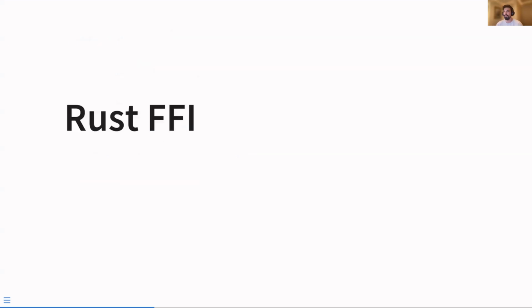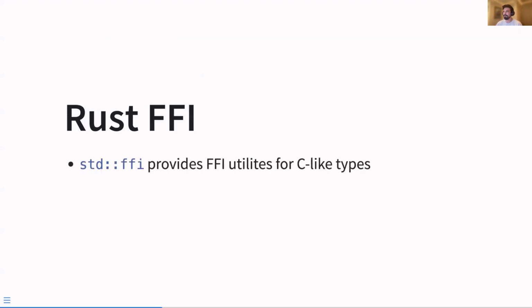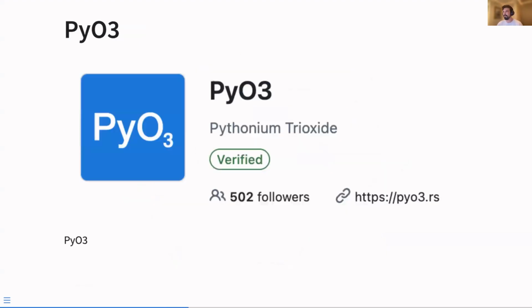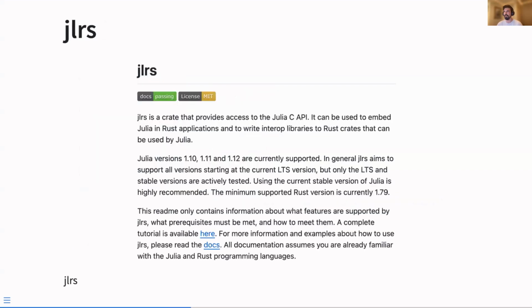Now, Rust is also super great at FFI, so foreign function interfaces. The Rust standard library has a module for providing FFI utilities for C-like types. And R, Python, and Julia all have C APIs, which means that we can use Rust to call the C APIs in those languages. So in the R ecosystem, we have something called extendr. In Python, we have PyO3, as mentioned earlier. And in Julia, there's something called jlrs.